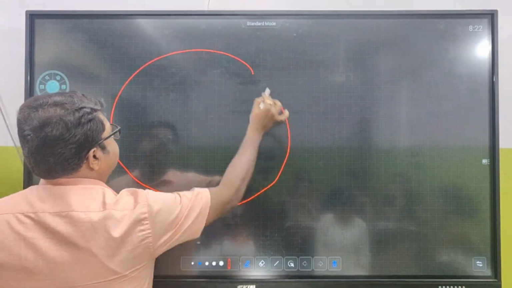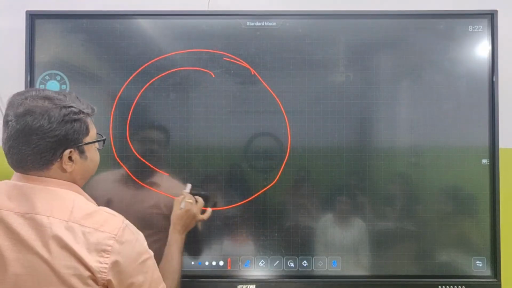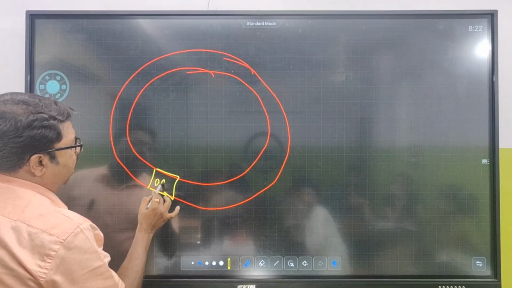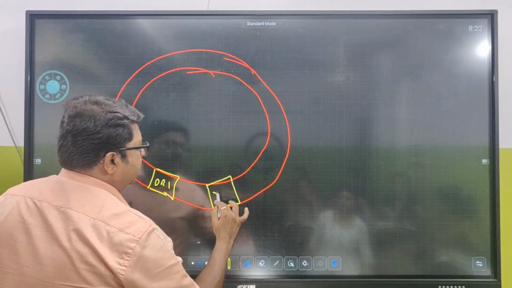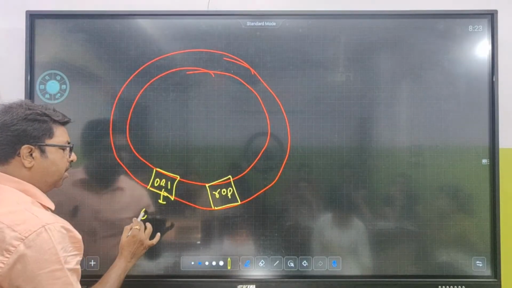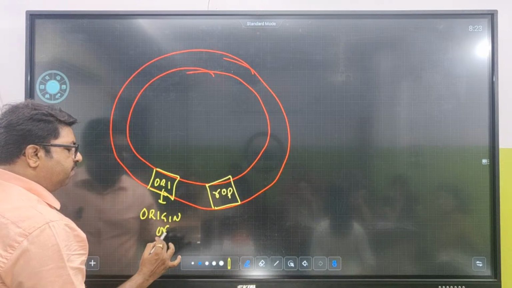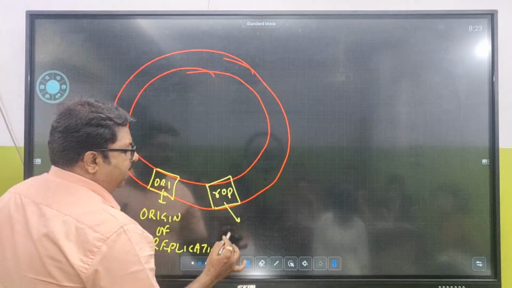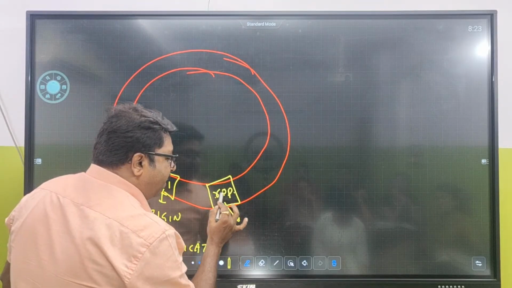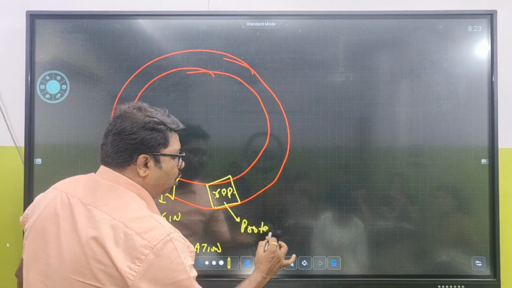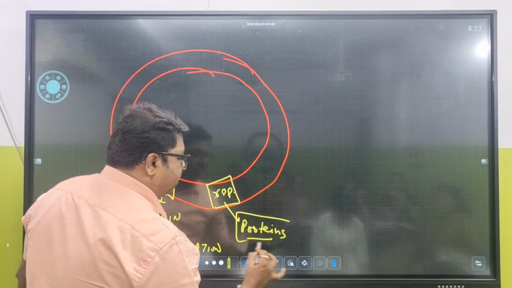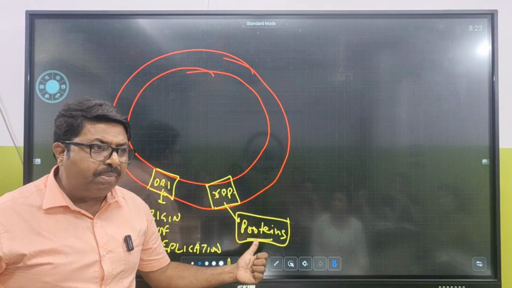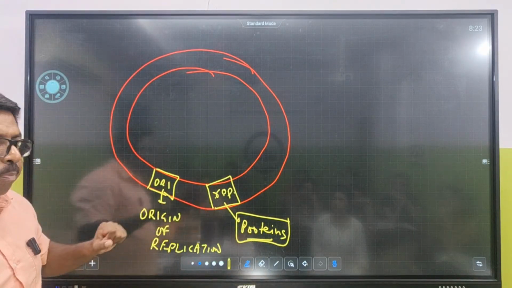Let's make it like this. Fine. This is ORI. This is ROP. What is ROP? Who is going to tell me? ORI, you already know it. It is origin of replication. Origin of replication occurs over here. What is ROP? For replication, the proteins which are needed are coded from here. The protein required for replication is being coded from here, ROP.